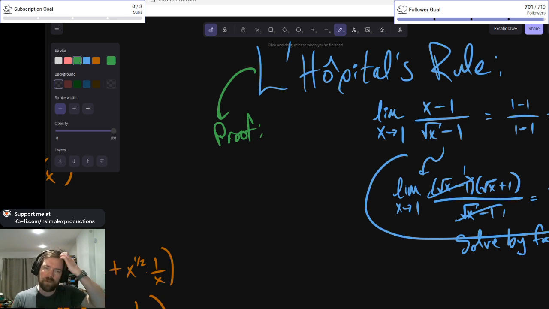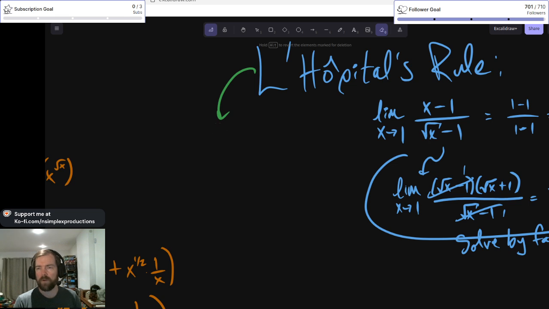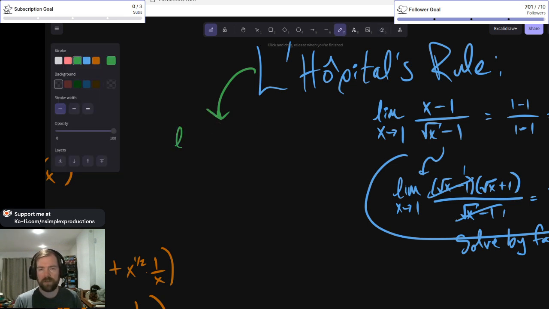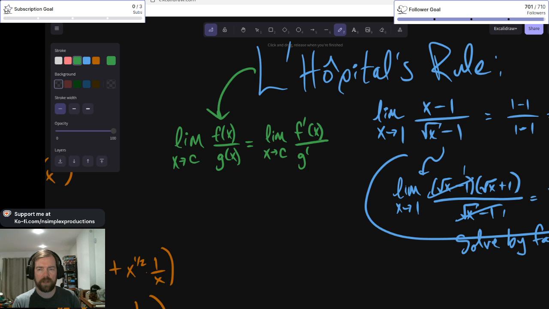Alright, L'Hopital's rule, I guess I didn't really state it beforehand, but it's okay. We want L'Hopital's rule, which is the fact that we have a limit as x goes to some value, so call it c, of the ratio of two functions, f of x to g of x. This is going to be identical to the limit as x goes to c of f prime at x over g prime at x.